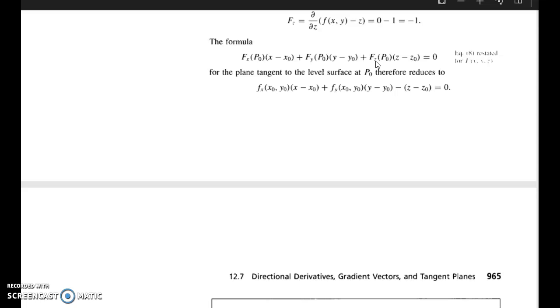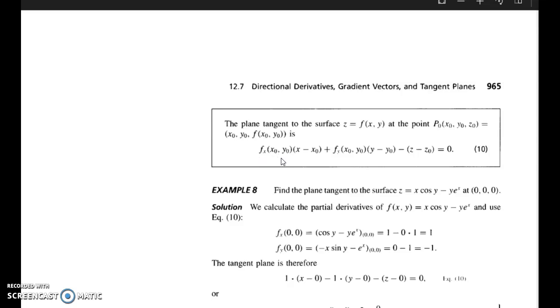So with fz equal to minus 1 substituted here, the equation is fx at the point x0, y0 into x minus x0 plus fy at the point x0, y0 into y minus y0 minus z minus z0 equal to 0. This is the equation for the tangent plane. In this type of surface, the z variable is z itself, so f of xy minus z equal to 0, that is a capital F, so that fz equals minus 1.